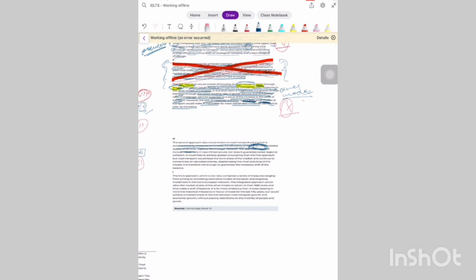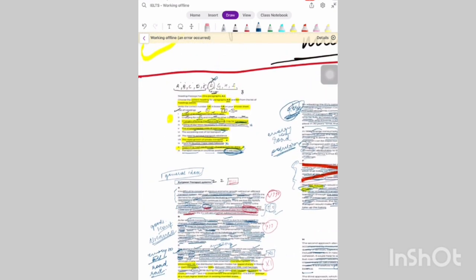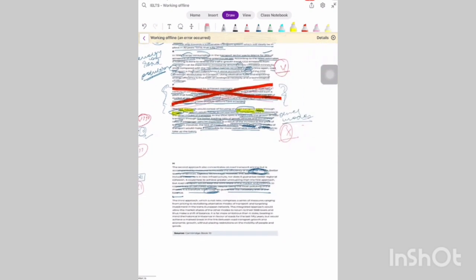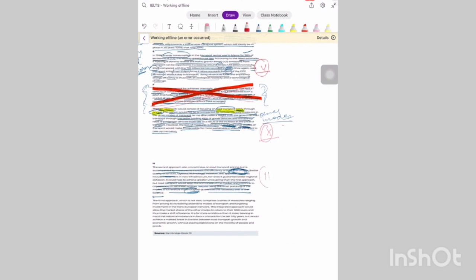And the quality of services, logistics, what they're trying to say in the last line, it could help achieve greater uncoupling than the first approach, but road transport would keep the lion's share of the market and continue to concentrate on saturated arteries despite being the most polluting of the modes. It is therefore not enough to guarantee the necessary shift in the balance. So here they are talking about road transport as well as other modes of transport. So the answer here would be number 2.